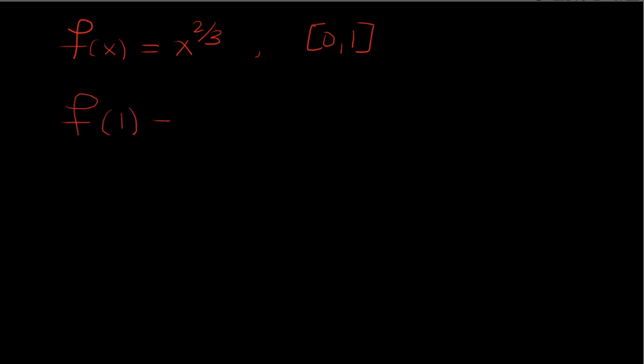I want to find c using the mean value theorem. Starting off the first example, we have f of x equals x to the 2/3, and the interval we're interested in is 0 to 1. For the mean value theorem, we're basically setting the slope of the secant equal to the slope of the tangent. So the slope we're evaluating at the endpoints, f of 1 minus f of 0 over 1 minus 0, is going to equal the derivative at x equals c.